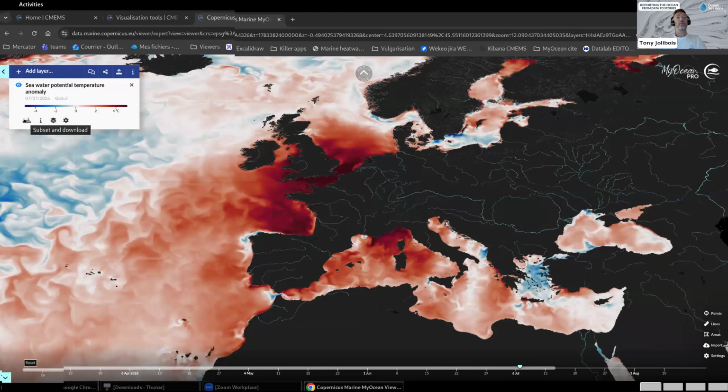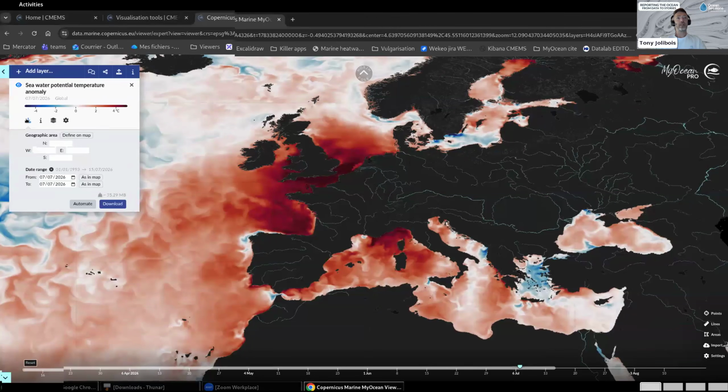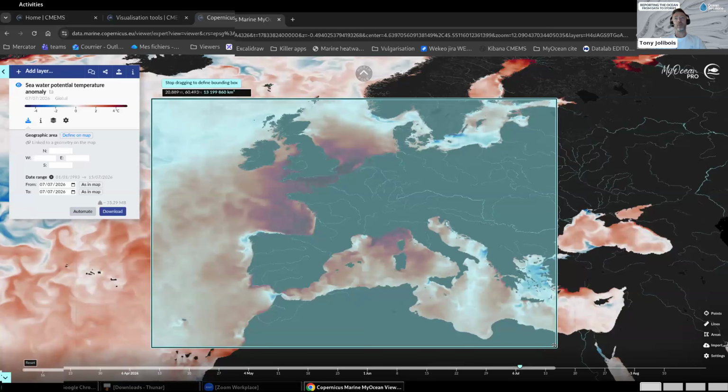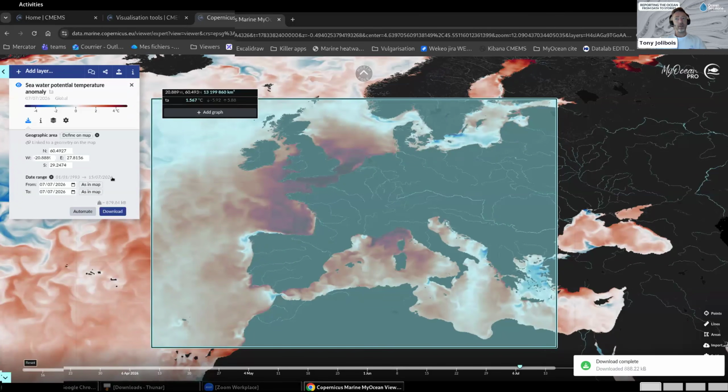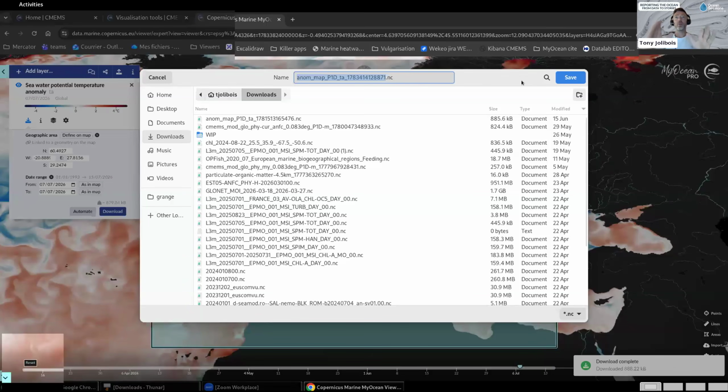Just something to subset and download the data. Again, you have to be logged in. You have this download button. If you need to download the data, you define on the map the area you are interested in, so it defines the region here. You define the temporal coverage you want, and you can download the data directly. You download a netcdf file that is quite standard in the Earth observation world.